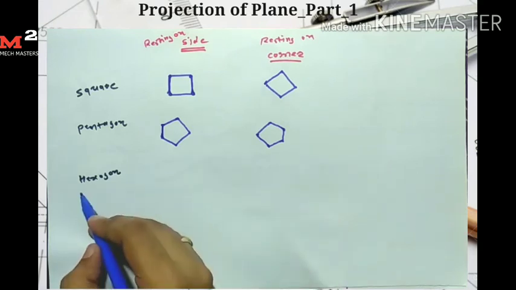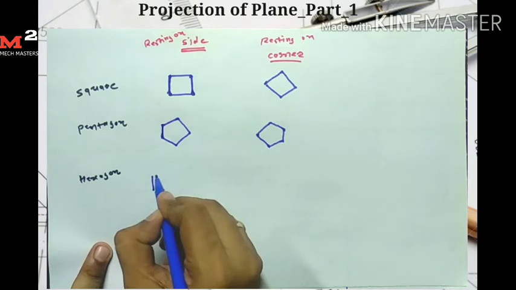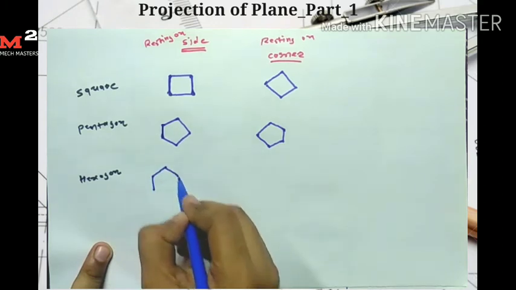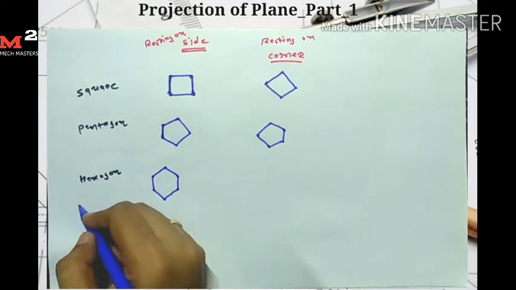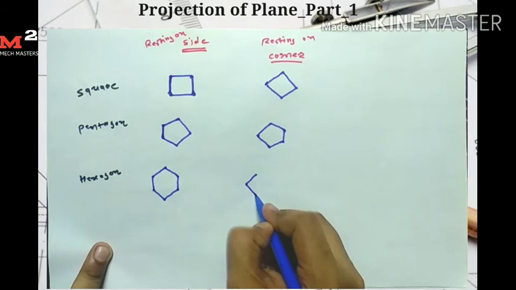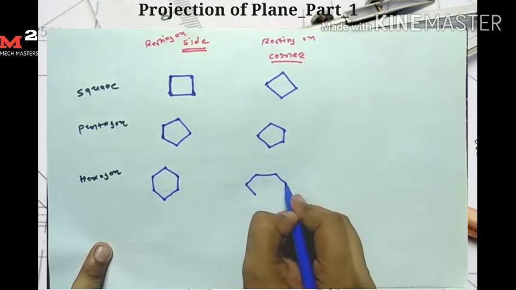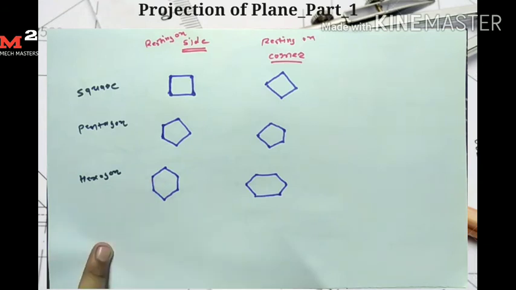Okay, if the hexagon plane is resting on side, then I take side on left side and draw the hexagon in this way. And if the hexagon plane is resting on corner, then I take corner on left side at here and draw the hexagon. Okay, so remember this and note it down because these are important topics.